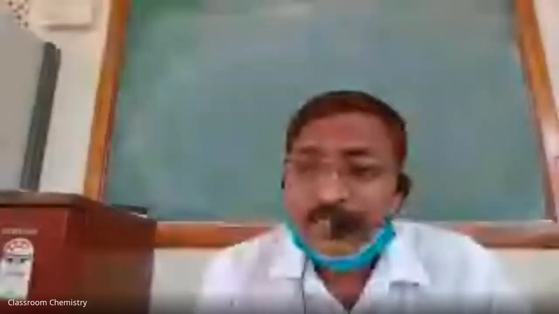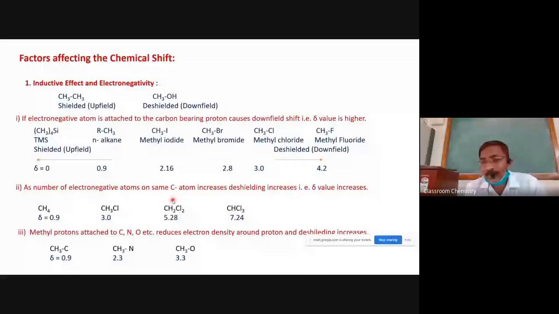हा ट्रेंड ज्याला माहिती आहे त्याला ह्या व्हॅल्यू, same carbon atom increases, de-shielding further increases and delta value is going to the downfield, so it increases. काय सेकंड पॉइंट, जर इलेक्ट्रोनिगेटिव्ह ॲटम कार्बनवर वाढत गेले तर त्या प्रोटॉनची व्हॅल्यू, डेल्टा व्हॅल्यू ही वाढत जाते, कारण तो प्रोटॉन हा जास्त डाऊनफिल्डला जातो किंवा जास्त डिशिल्डेड होतो.